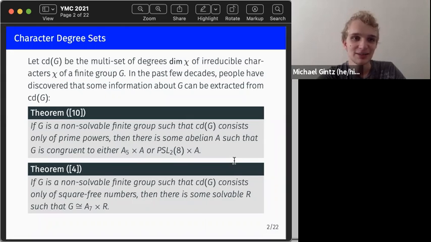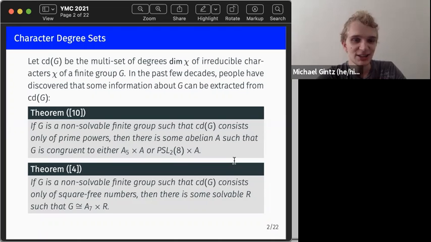So let cd(G) be the set of degrees of irreducible characters of a finite group G. In the past few decades, people have realized that if the set cd(G) is sufficiently nice, then we can actually extract a good amount of information about the group G itself. And I'll give a couple of examples, which we'll also see later.